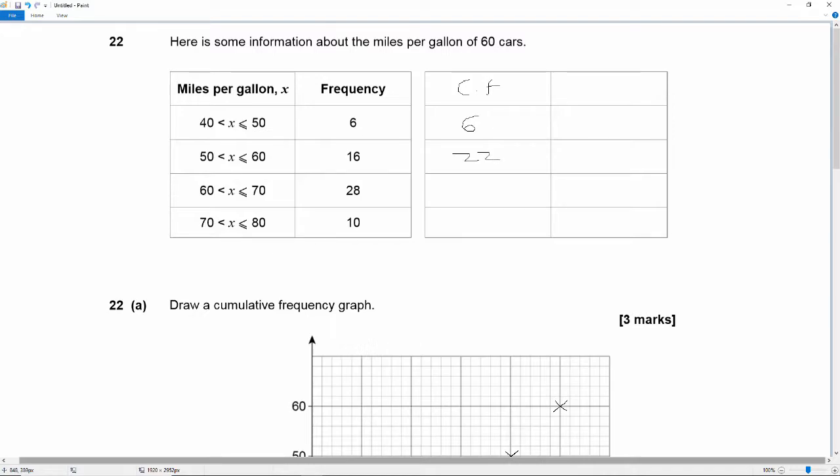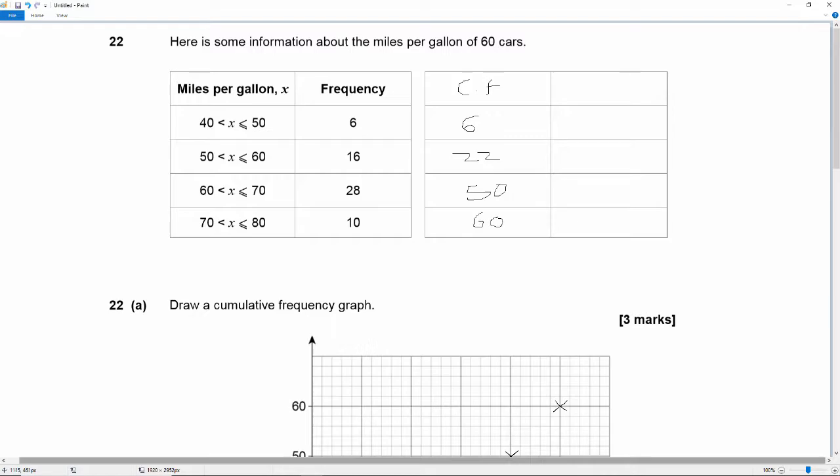Now the next row we've got from 60 to 70 is 28 cars get between 60 and 70 miles per gallon. So this 28 now has to include the 16 and the 6. So that's 28 plus 22, which makes 50. And between 70 and 80 we've got 10 cars, so we're adding 10 to our running total of 50, so that makes 60.